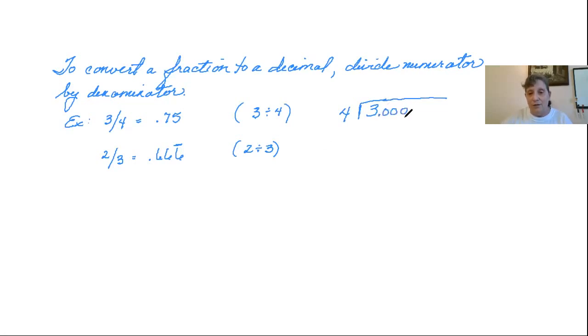Remember 4th grade? 4 won't go into 3. So I want to bring the decimal straight up. So 4 into 30. 4 into 30 would be 7. 7 times 4 is 28. Subtract gives us 2. Bring down the 0 here. 4 into 20 goes 5 times. 5 times 4 is 20. No remainder, we're done.